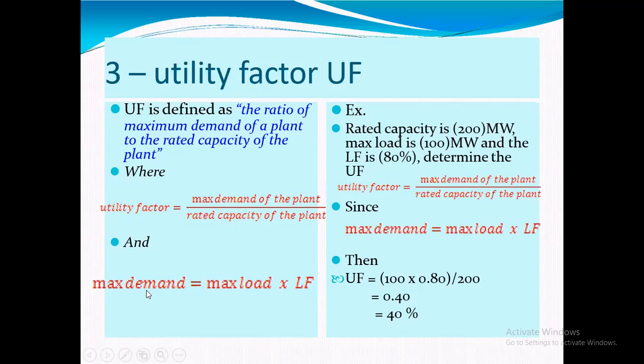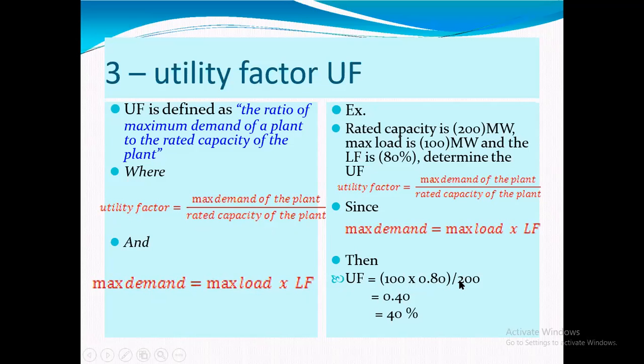Or we can get the maximum demand. If we want to find the maximum demand, the formula is maximum demand equal to maximum load multiplied by the load factor. If we multiply the load factor by the maximum load, we get the maximum demand. For the utilization factor, we have load factor 0.80 and maximum load 100. Multiplied together, we get the maximum demand, and divide by the rated capacity, that is 200.